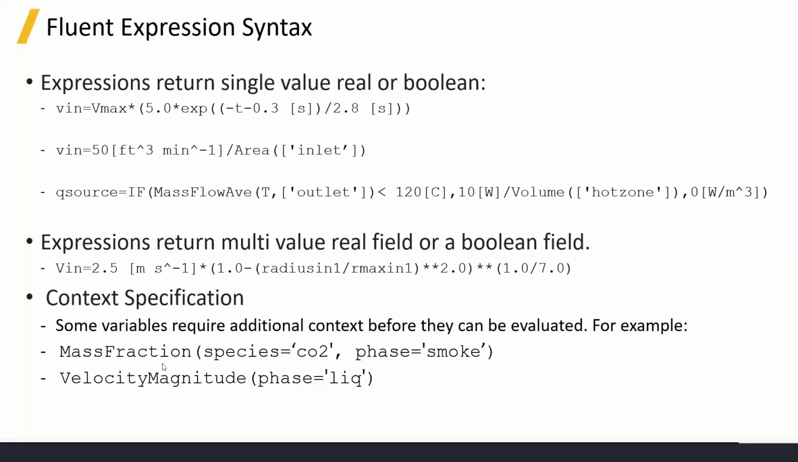So we can say this mass fraction can have a context, and the context here is that it's of species CO2, but it's also got a second context here. It's from phase smoke. So we must have at least 2 phases in this. Or we could have just a single phase as a context here. So the velocity magnitude depends on which phase we're in. Say we're either in the liquid or we could be in the smoke phase.